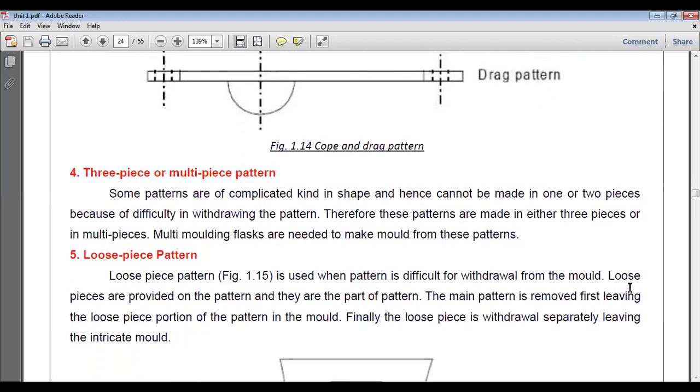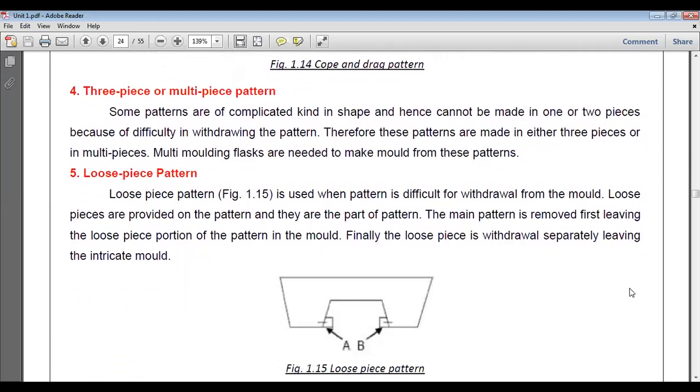Now we have loose piece patterns. Loose piece patterns are patterns in which some part is loose, and can be fixed and taken out whenever required. At our ease, at our convenience, we can remove the part or apply the part. This is known as loose piece pattern. You can see, making a single piece pattern would have been tough, and at the same time removing the pattern from the mold is also a typical job.